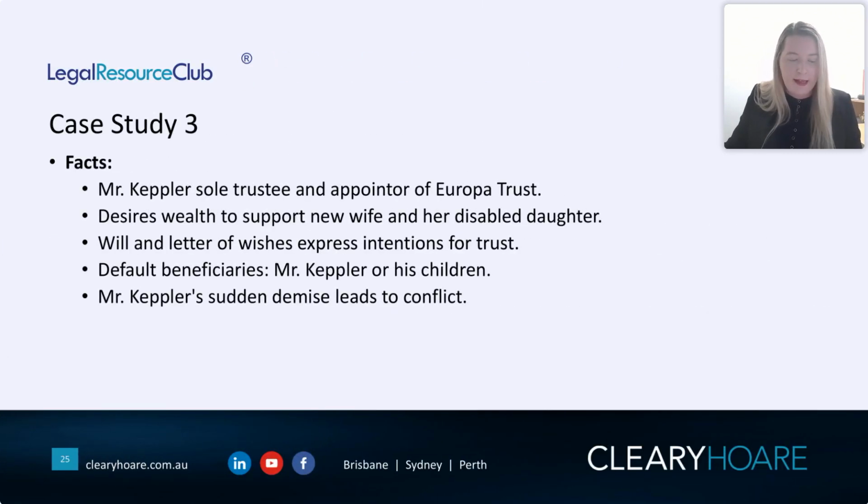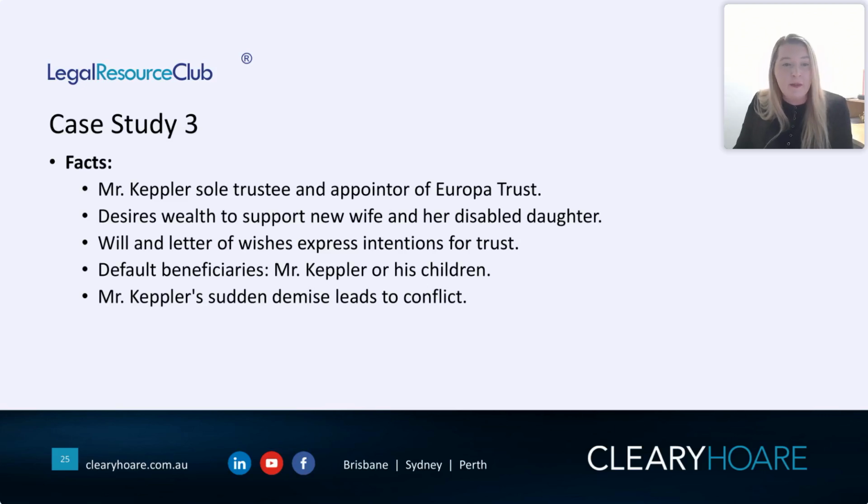Third and final case study that I have. So we've got Mr. Kepler, who is the sole trustee and appointor of the Europa Trust. And Mr. Kepler is married and the new wife has a daughter who is severely disabled. Mr. Kepler has 2 adult sons from a previous marriage, but Mr. Kepler's view is that he has already provided the 2 sons with a lot of financial assistance in the past. And with this Europa Trust, he wants to benefit the wife and the disabled daughter.